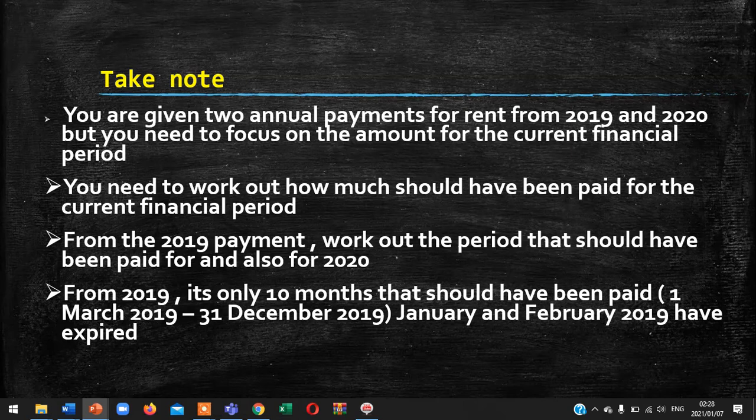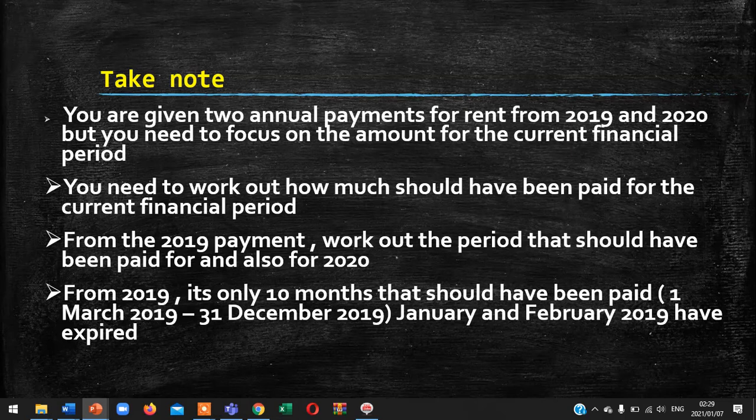Now with 2019, it's only 10 months that should have been paid for. The period from 1st March 2019 to 31st December 2019. We cannot count January and February because they have expired. They are out of the financial period. We have dealt with them in the previous financial period. But currently, from 1st March 2019 to 29 February 2020, the main focus is on that period.